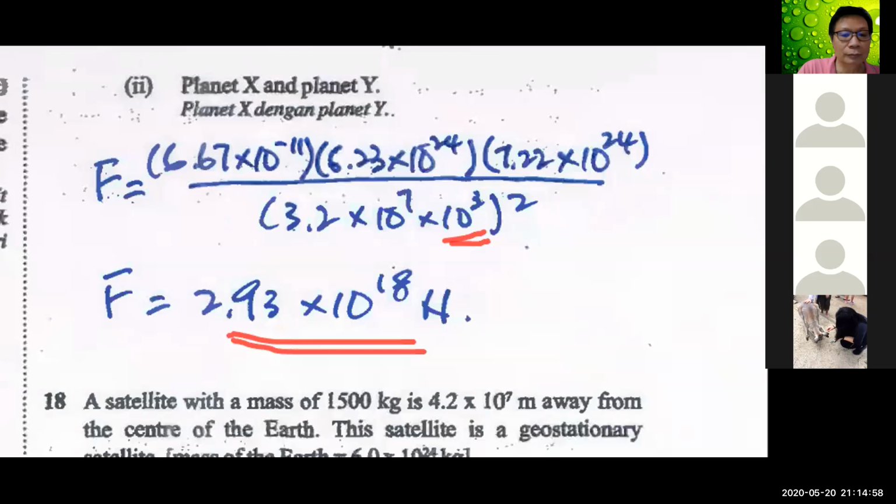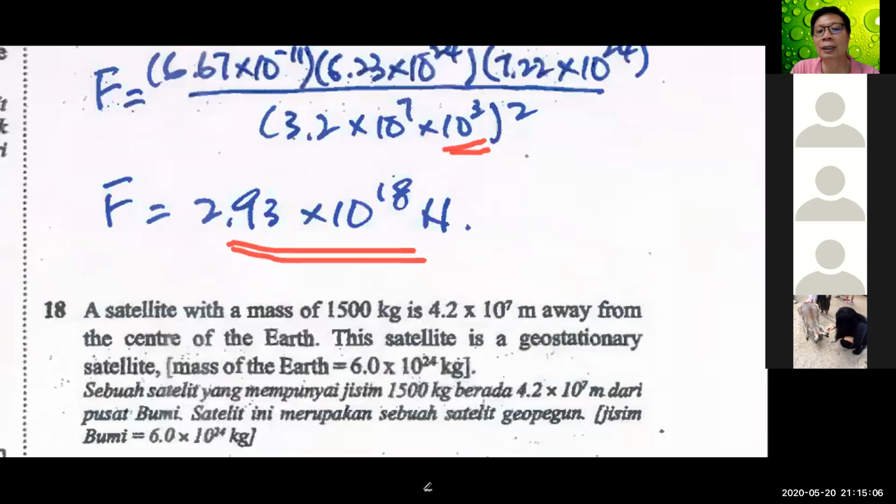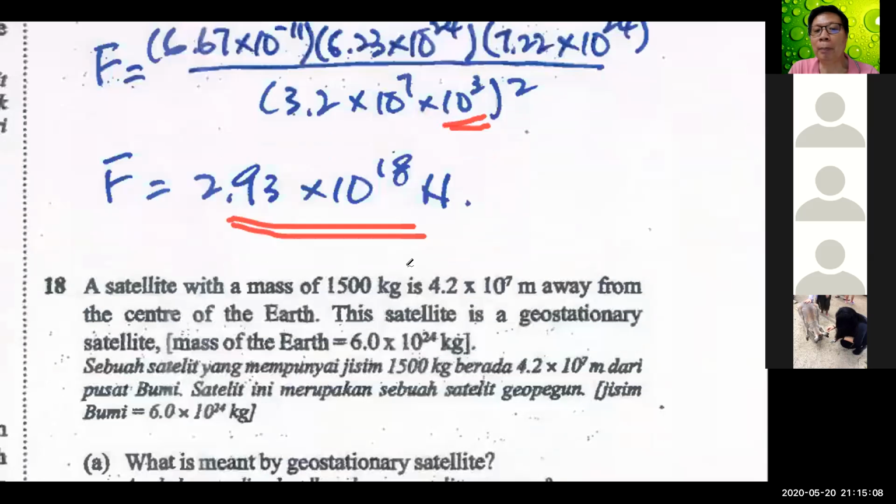Okay, now we move to question 18. A satellite with a mass, this one is 4.2 times 10 power 7 meters away from the center. This is the distance, R, and this is the mass, M. This satellite is a geostationary satellite. Now they ask you, what is meant by geostationary? Just like I told you.